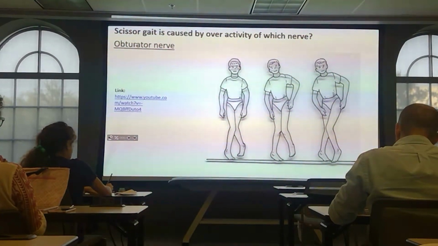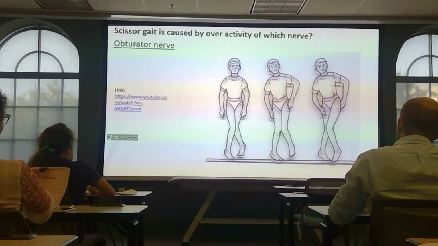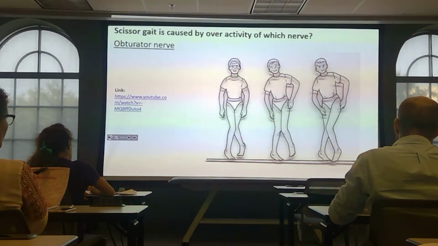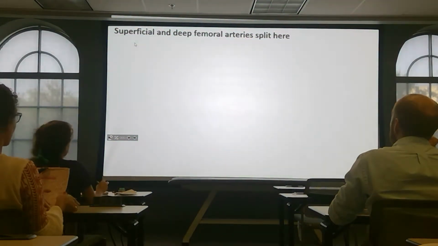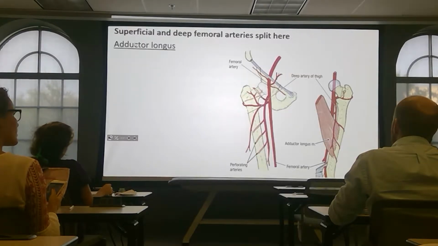It's just cerebral palsy is one. You can get spasticity with that. It's probably the most common one. But in itself, it's just superficial and deep femoral arteries split over this muscle. Adductor.